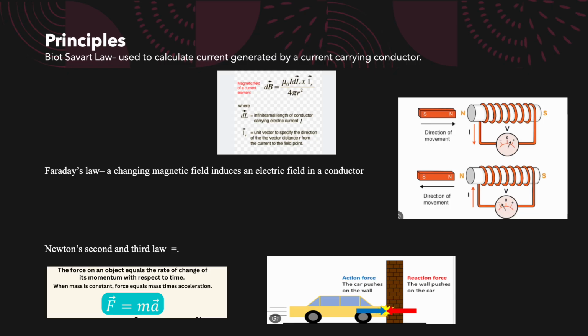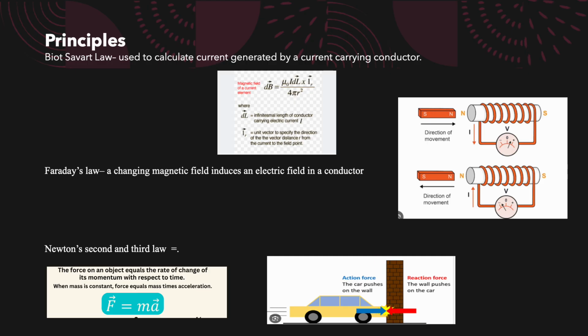The principles used in this video are the Biot-Savart law, which is used to calculate the magnetic field generated by a current-carrying conductor. The formula is dB equals mu naught I dl cross the unit vector divided by 4 pi r squared. And then Faraday's law, which states that a changing magnetic field induces an electric field in a conductor. And finally, Newton's second law, which is the force on an object equals the rate of change of its momentum with respect to time.